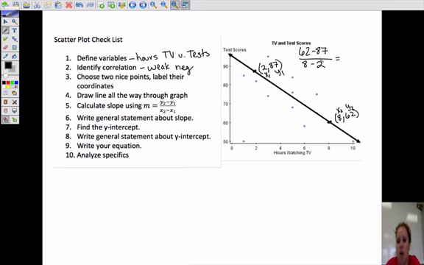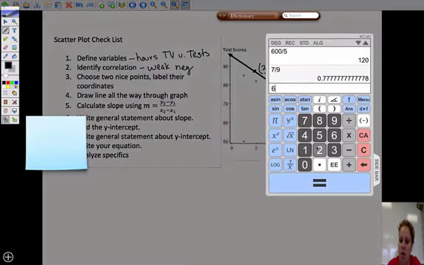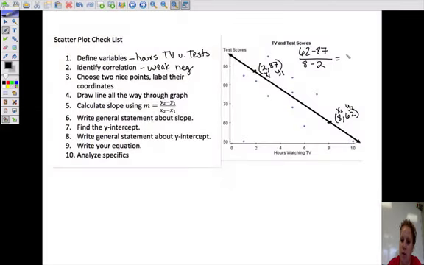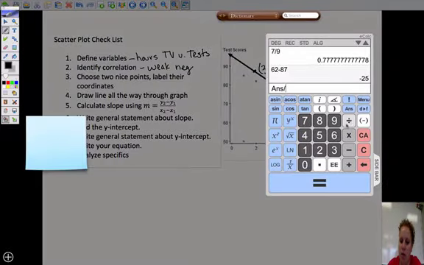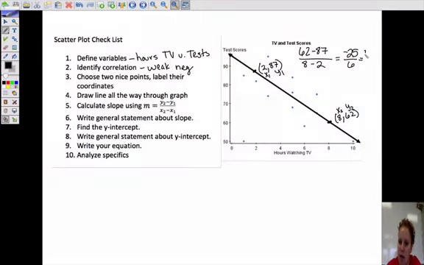Well, 62 minus 87, let's just do it on a calculator. 62 minus 87, that's negative 25, and 8 minus 2 is 6. So let's figure that out as a decimal, divided by 6. Negative 4.16 repeating over 1. Remember, it's easier to talk about the general statement if you have that decimal.